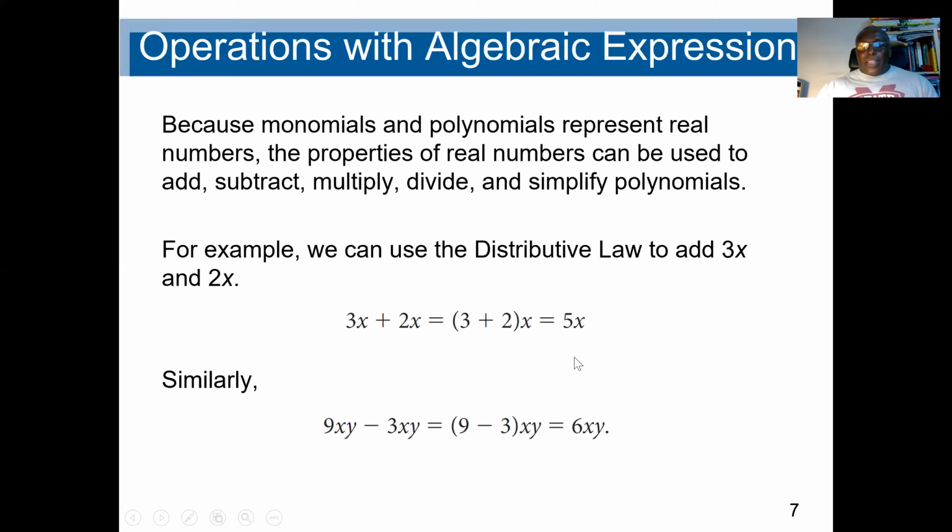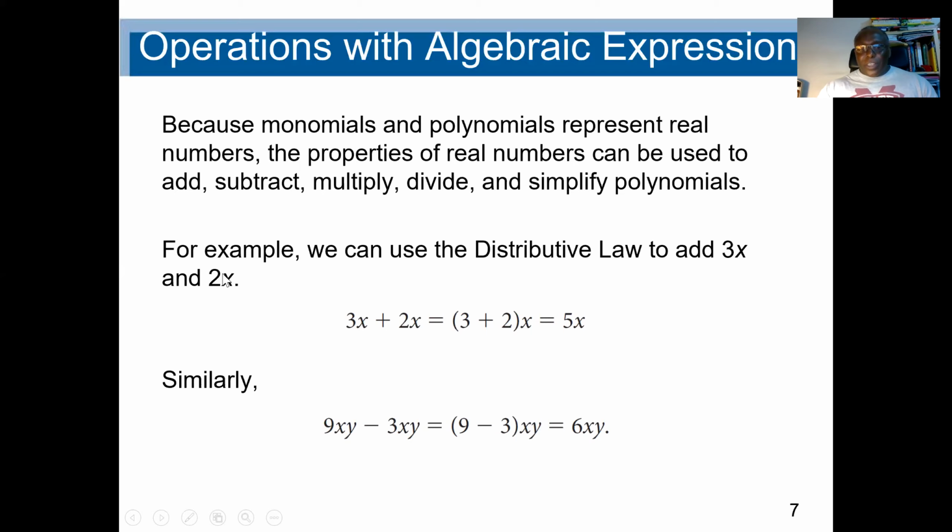We always combine the like terms. Like terms means they have the same variable. The name of the variable, let's say x, should be the same, and the exponent should be the same. So for example, if I have x squared plus x, I cannot combine it because the exponents are different. They are not like terms. If I have x squared plus x squared, yes, the base is the same and the exponent is the same. So x squared plus x squared will give me 2x squared.